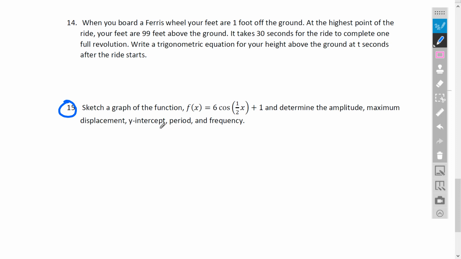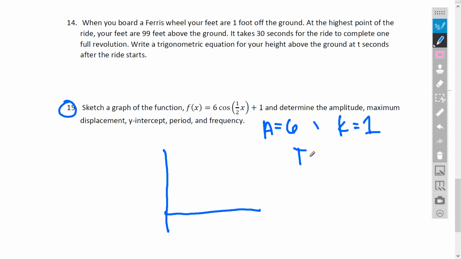All right, number 15. Sketch a graph of the function and determine the amplitude, maximum displacement, y-intercept, period, and frequency. Okay. So our amplitude is 6. This also has a vertical shift up by 1. The period, 2 pi over b, so 2 pi over 1/2, which is 4 pi. And it's a cosine, which means it starts at its maximum value.